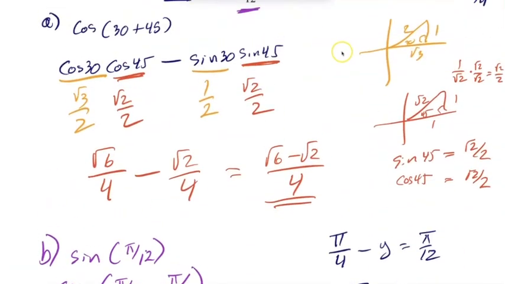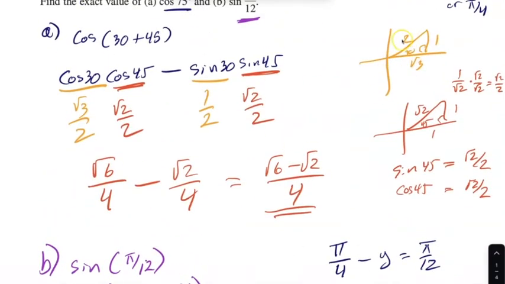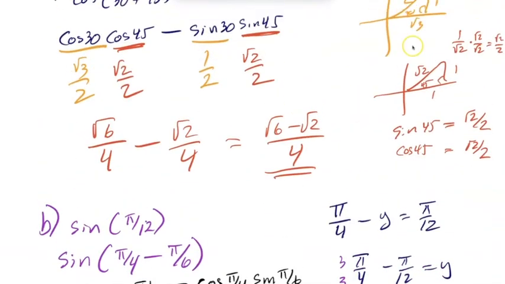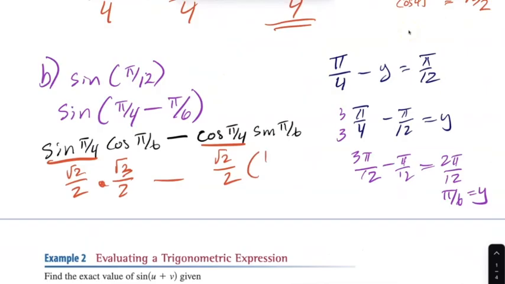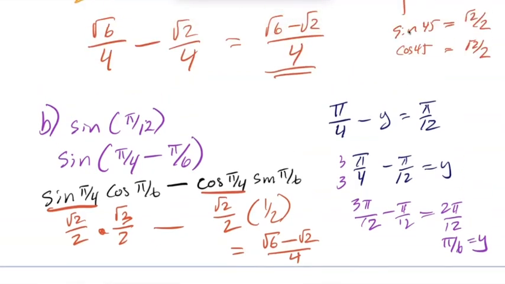Didn't we just do 30? So it's the same thing. Cosine of pi over 6 is going to be cosine of 30, which is rad 3 over 2. And then sine of pi over 6 is sine of 30, which is going to be 1 over 2. And if you simplify all that, you're going to get square root of 6 minus square root of 2 over 4.